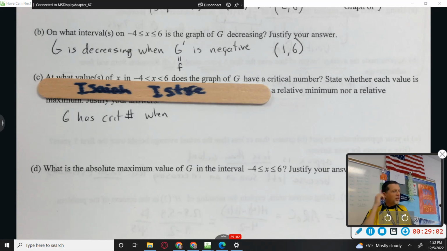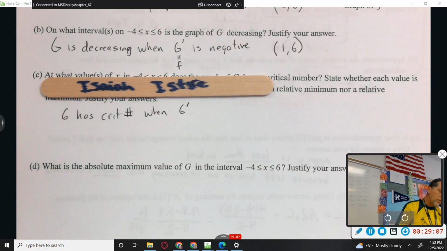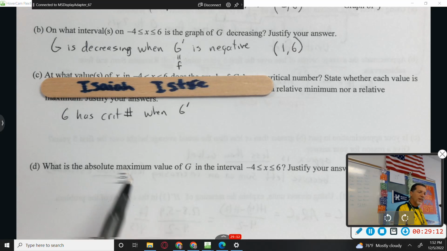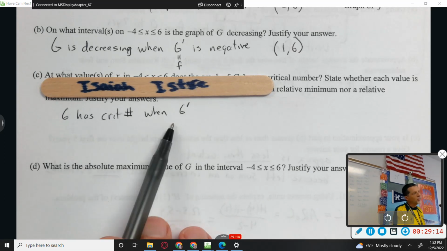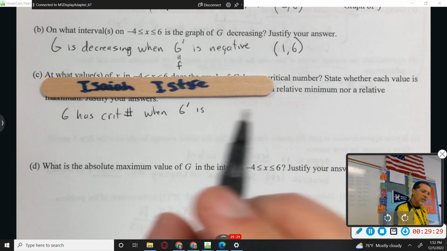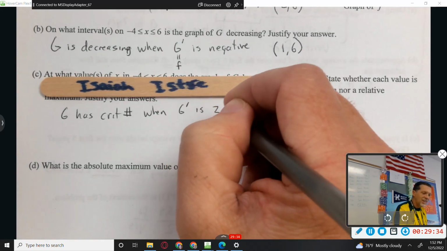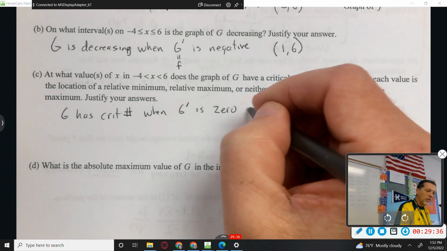I mean, that's where we'll look eventually. But what would you say about G prime? Independent of this problem, we should be able to answer this question. G has a critical number when G prime is... There's two things. So we've got to answer this first before we start looking at things. 0. When it's 0 and G double prime is changing sign. Just 0 or undefined.